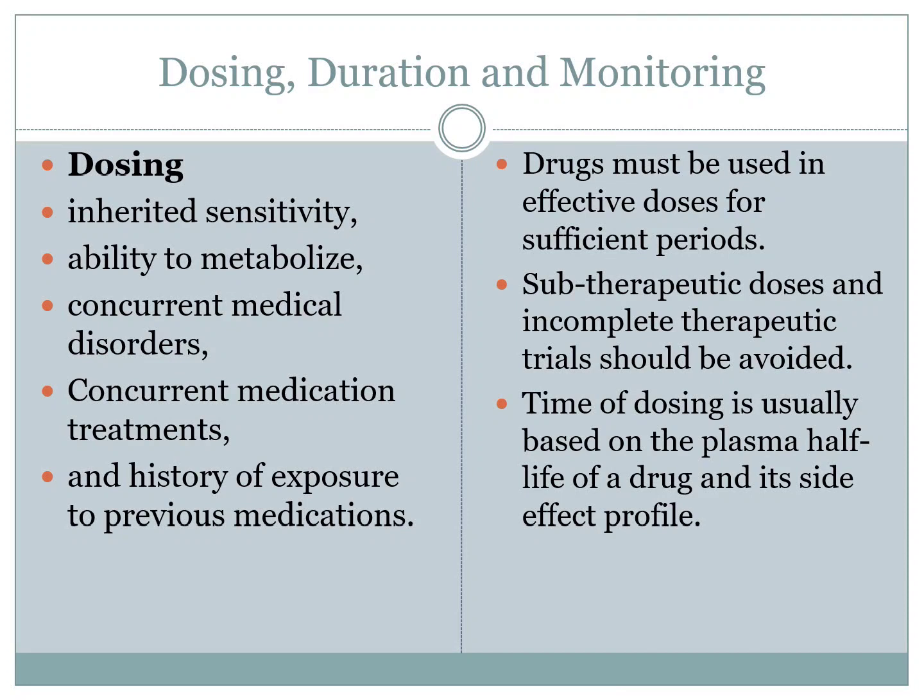Now the point is the drug must be used in effective doses for a sufficient period. Do not underdose the drug, and give an ample amount of time to say whether the drug is working or not. Subtherapeutic doses and incomplete therapeutic trials should be avoided. For almost all of the drugs, it takes 2 to 6 weeks to act. So before 2 weeks at least, the drug shouldn't be stopped if it is in adequate doses or otherwise indicated. Time of the dosing is usually based on the plasma half-life of a drug and its side effect profile. Like if the drug is causing more sedation, the drug can be used at night time or bedtime. If it is causing orthostatic hypotension, then also it can be used at night time or bedtime.